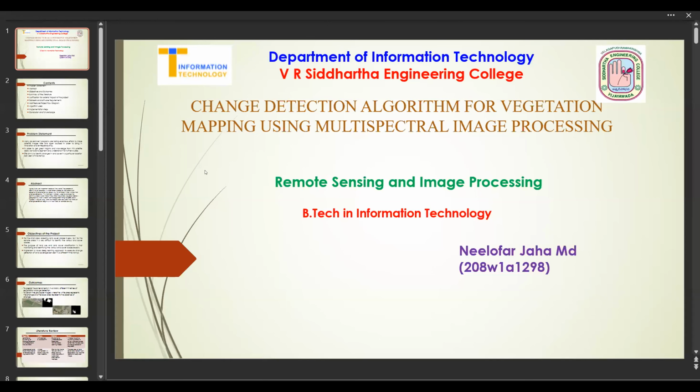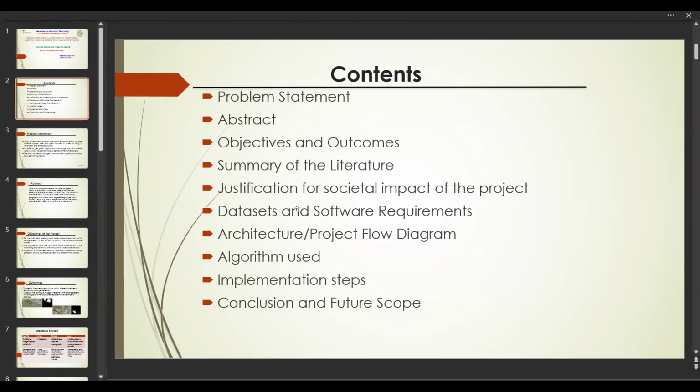So my name is Nilofer Jahan and I am from VR Siddhartha Engineering College. My presentation is about change detection algorithm for vegetation mapping using multispectral image processing. The domain I have chosen is remote sensing and image processing. So these are my contents.